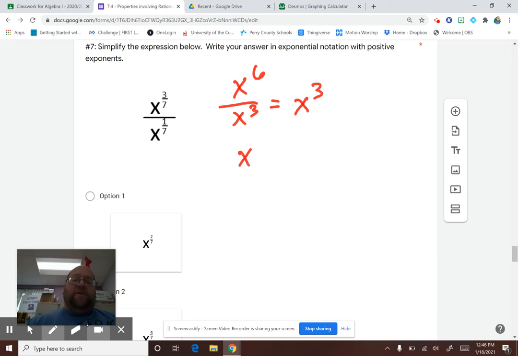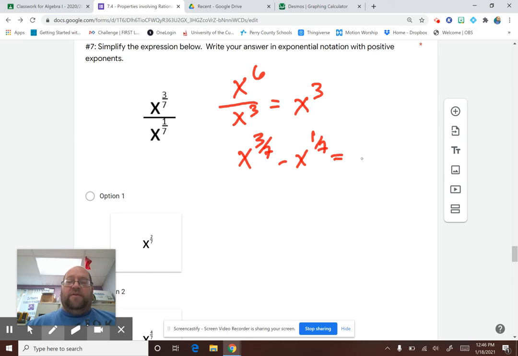So what you end up with really is x to the 3/7 divided by x to the 1/7. Okay, you're going to subtract these exponents, and that is going to leave me with 3/7 minus 1/7. Remember, as long as these are common denominators, this can be subtracted. So I have 7 as a denominator. Now I have 3 minus 1, which is 2. So my answer here would be x to the 2/7.